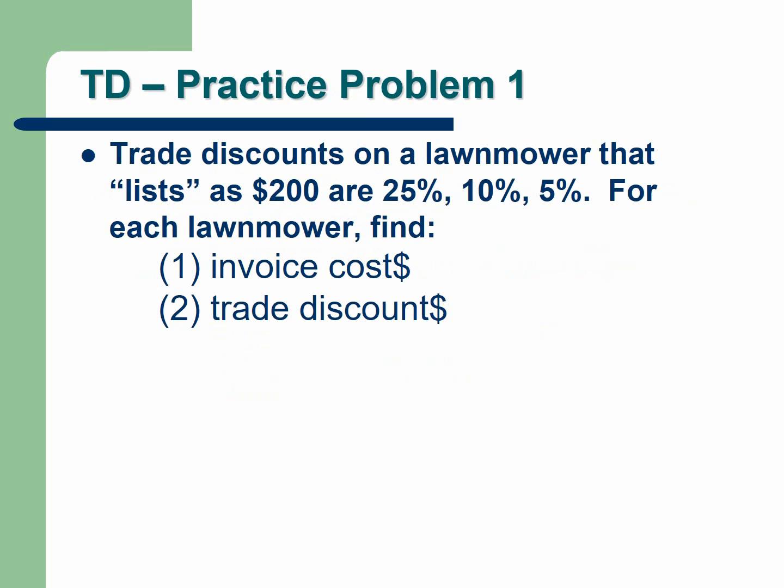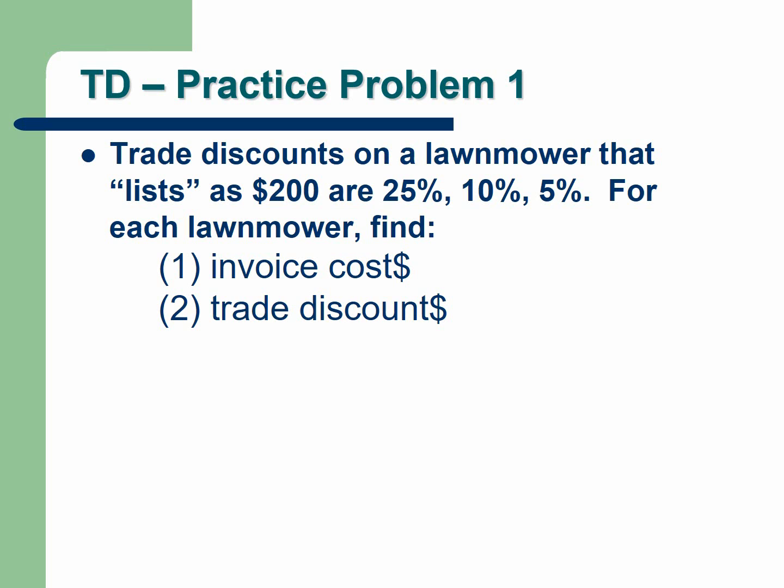Alright, so let's work on a practice problem. Say you're a buyer of lawnmowers and you're buying a lawnmower that lists as $200. So it's a $200 lawnmower as the suggested retail price. And trade discounts that you receive from the vendor are 25%, 10%, 5%. So those three trade discounts. For each lawnmower, let's find out the invoice cost and trade discount dollars.